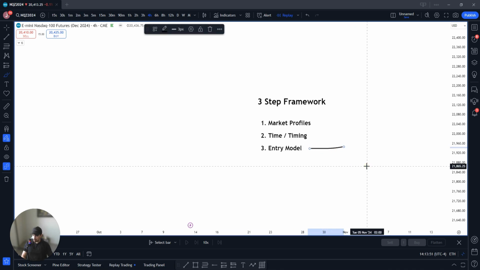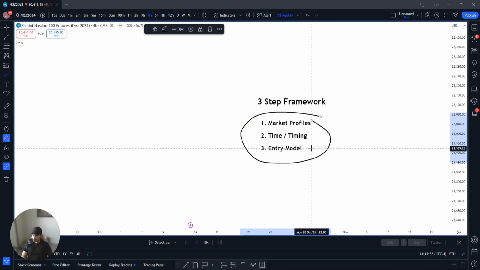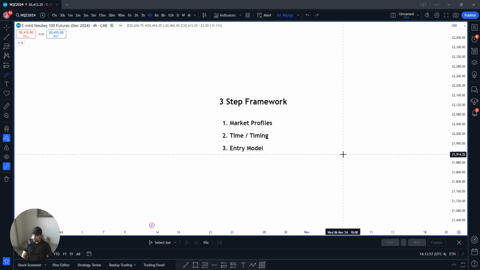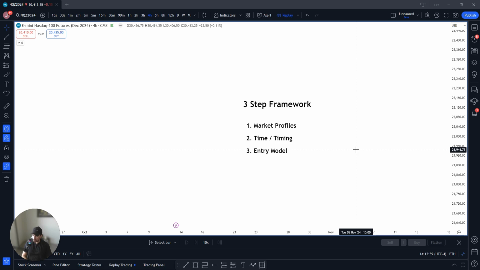All right. And then entry model is going to come last. Once you identify the first two, entry model is going to be your easiest thing to identify. All right. So that is my 3-step framework in approaching and applying ICT concepts to these live markets. And in the next video, I'm actually going to be backtesting this 3-step framework, showing you guys actual backtesting data on this 3-step framework and how easy it is to apply to the live markets. So I'm actually going to be showing you guys how you guys can do this in real time. And I do this every single day in real time.